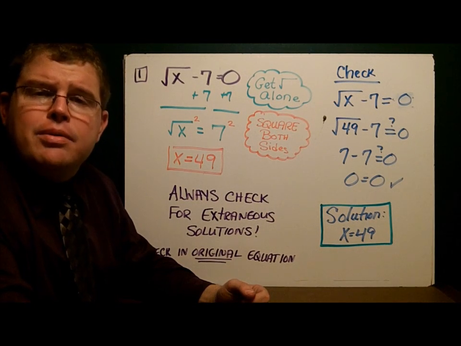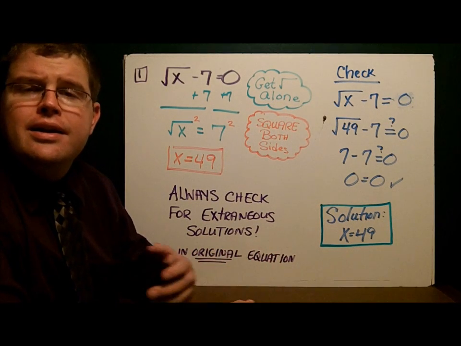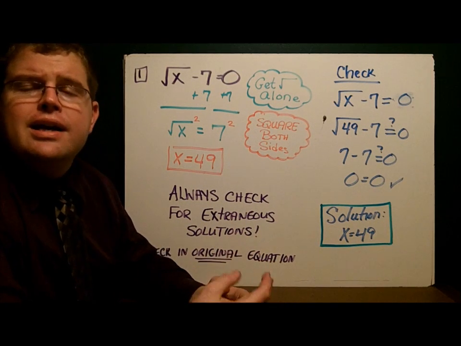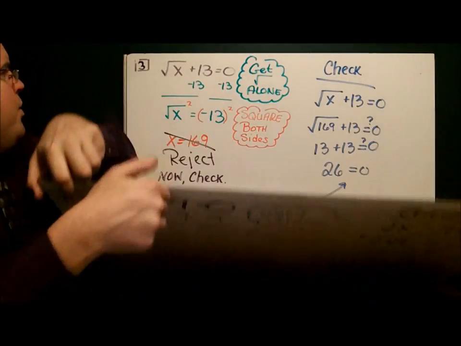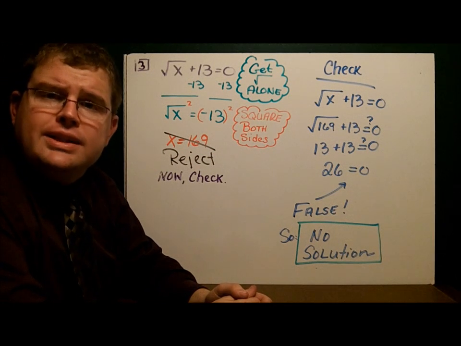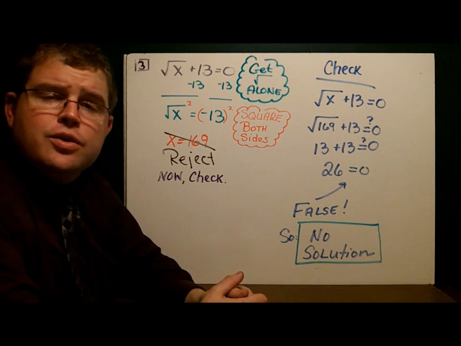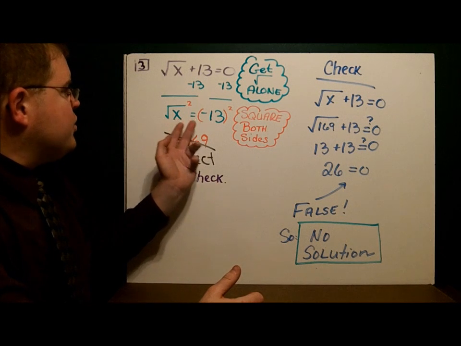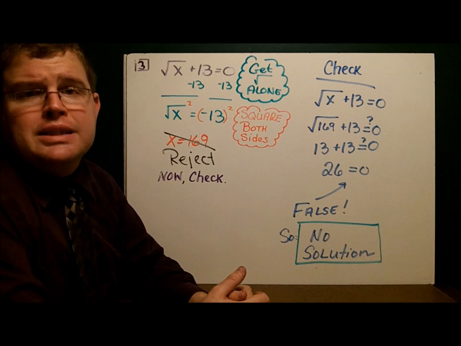Now, the next example, example 3, I want to take a look at it because it actually has a solution that is a bad solution, an extraneous solution. It's a reject. And let's take a look at it. I'll show you how that works. We have the square root of x plus 13 equals 0. It looks innocent enough. We subtract 13 from both sides and we get the square root of x equals negative 13. Now we square both sides, we get x equals 169 as a possible solution.